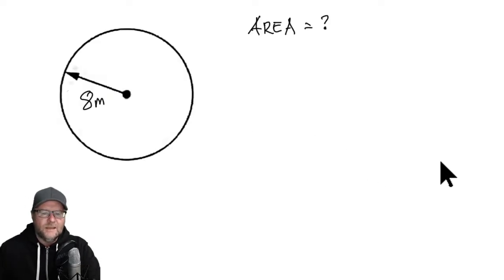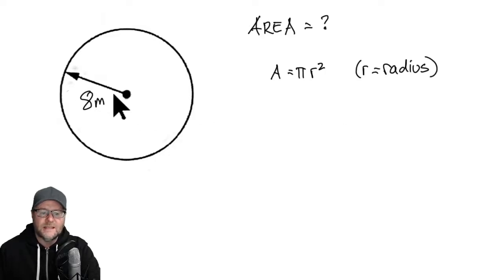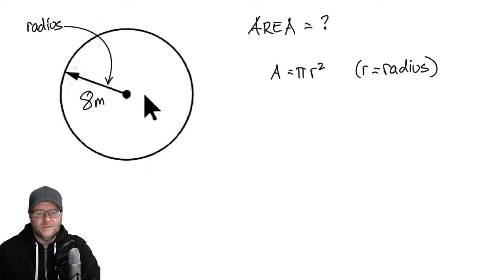All right, well done. Now the area of this circle, and the formula for the area of a circle is pi times r squared. Now r is the radius. That's the distance from the center of the circle to the edge. So in this case, my radius is 8. All I do is I substitute that in.